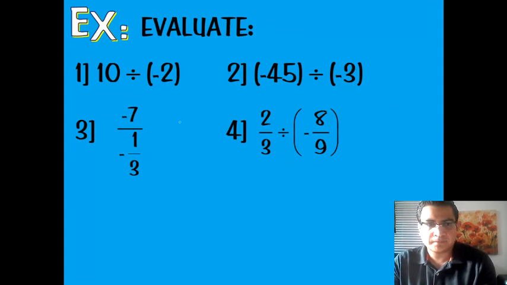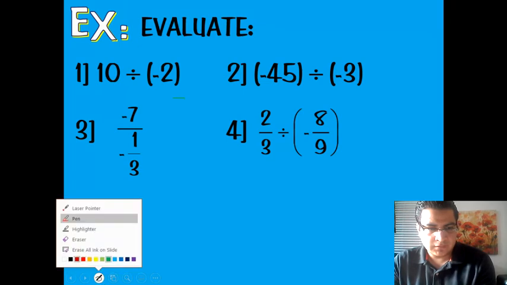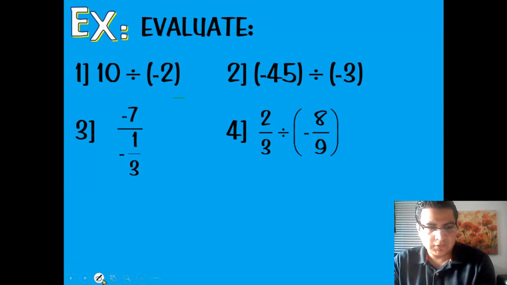Let's keep going. So here are some examples for you to try. I'll do the first two and you guys do the next one. So here, 10 divided by negative 2, because it's a positive divided by a negative, I know my answer will be negative. So I know right away my answer will be negative. And my answer is negative 5.